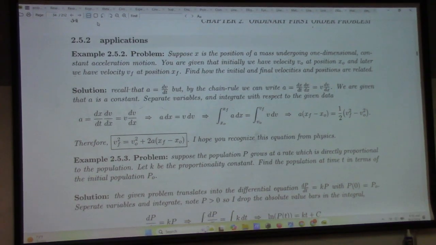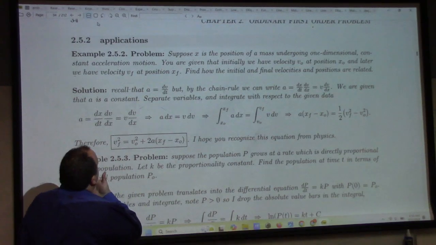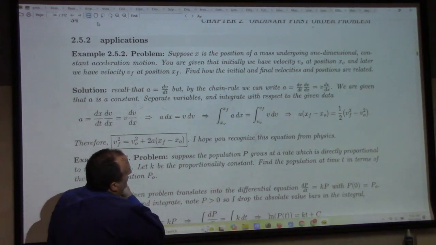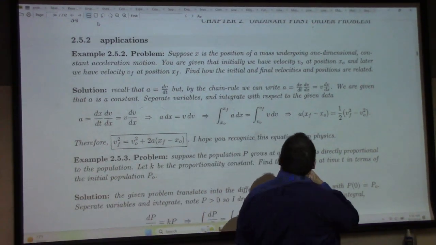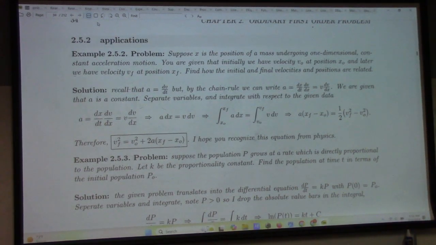So here's one. Suppose you have x as the position of a mass undergoing one-dimensional constant acceleration motion, initial velocity v naught, position x naught. So, all right, what am I trying to do? I'm trying to find how the initial and final velocities and positions are related.